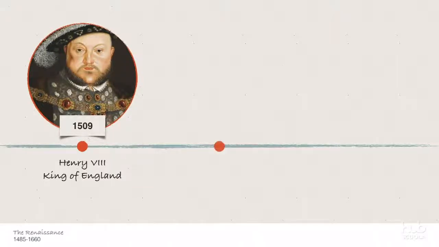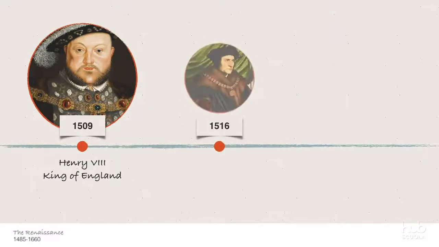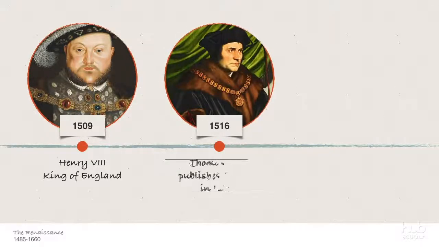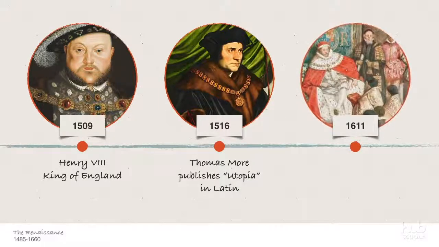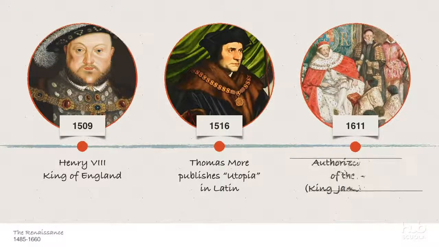In 1516, Thomas More publishes Utopia in Latin, which is then published and printed in English in 1551, while Martin Luther had translated the Bible into German in 1522. This leads to the translation in English of the authorized version of the Bible in 1611, also known as the King James Version, because it was James I who promoted it.